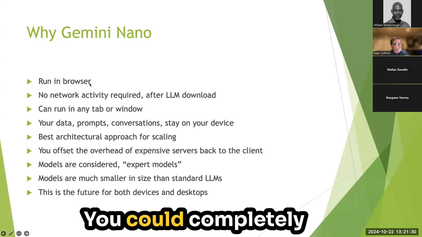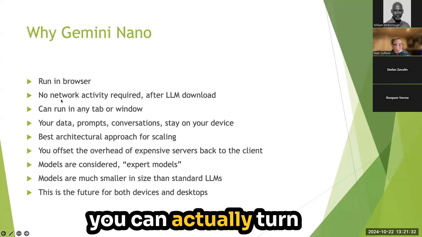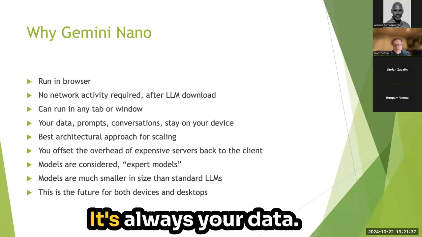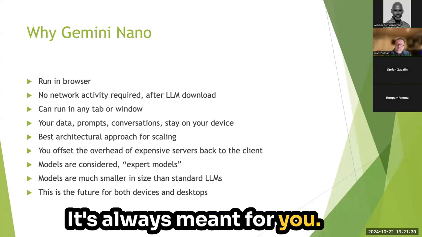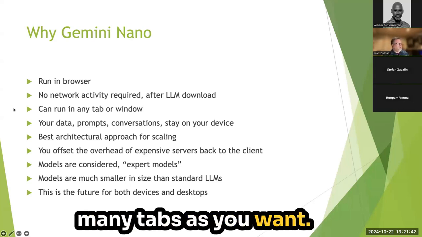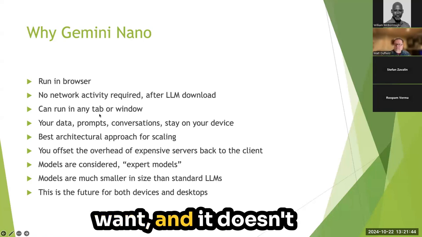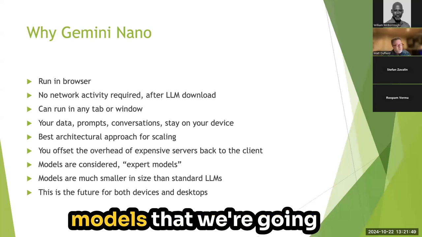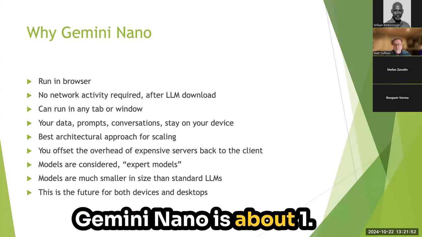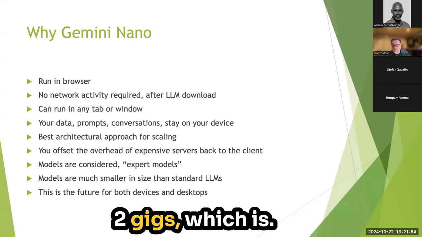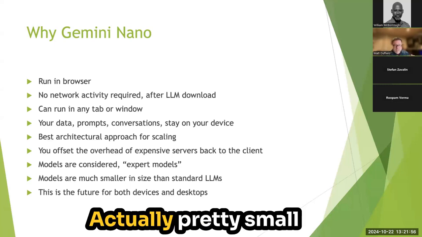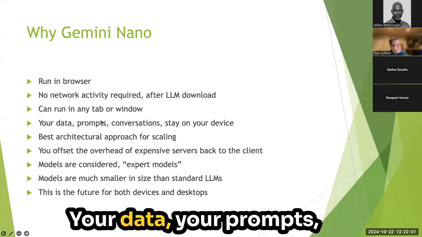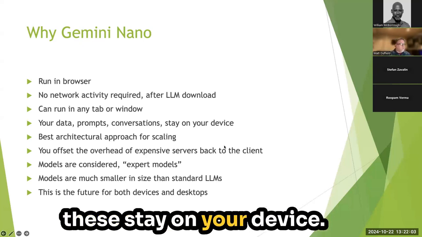With Gemini Nano, you could completely run it in the browser, and you can actually turn off network activity in the browser so that it doesn't go anywhere. It's always your data. It's always meant for you. You can open up as many tabs or windows as you want, and it doesn't incur the download time of a model. The large language model that we're going to be using within Gemini Nano is about 1.2 gigs, which is actually pretty small when we think in terms of how big some of these models are. Your data, your prompts, your conversations, all of these stay on your device.